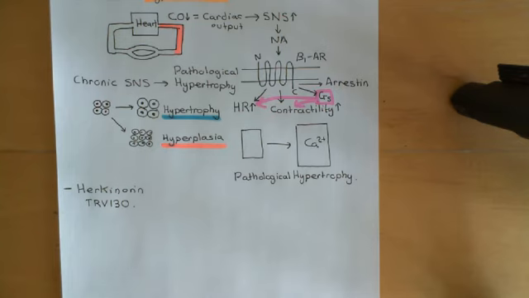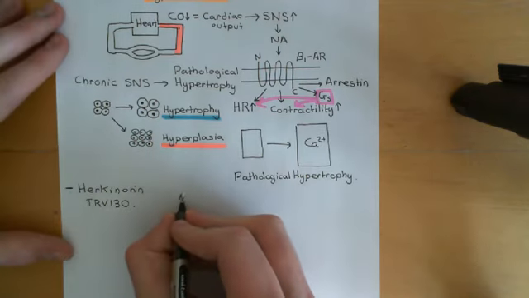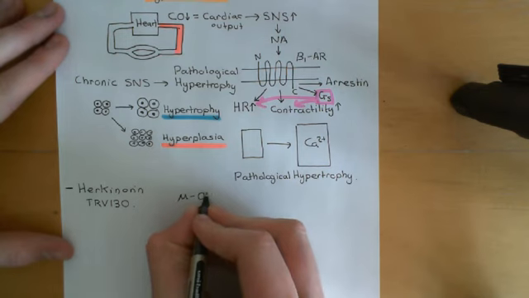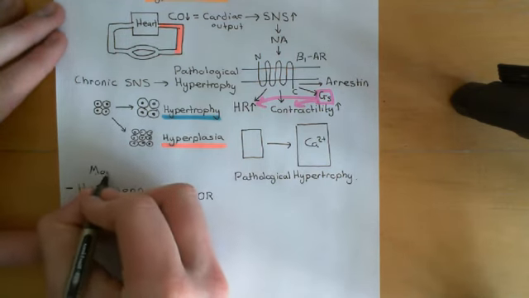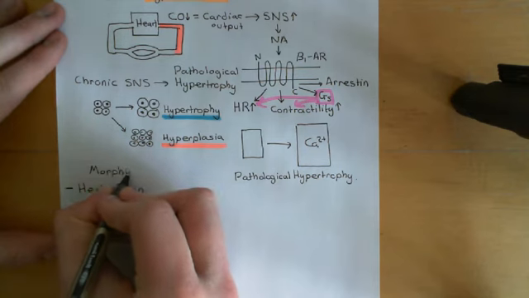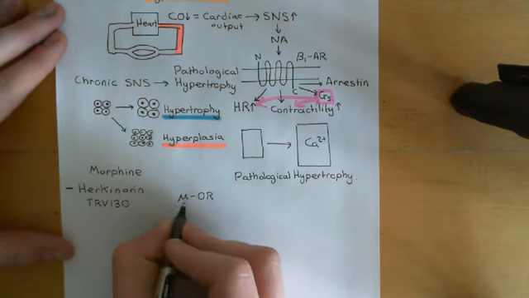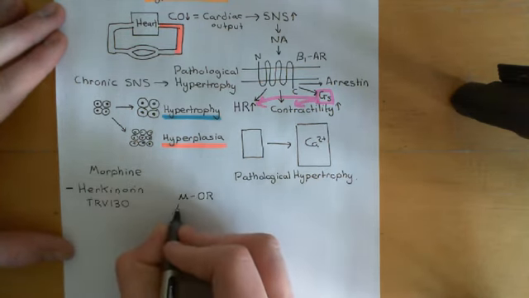And the way they work is very, very similar to morphine. In fact, it's exactly the same as morphine. They activate mu-opioid receptors. However, they don't cause the tolerance that morphine causes. So morphine is an absolutely fantastic painkiller, and the way that it works is by activating the mu-opioid receptor.